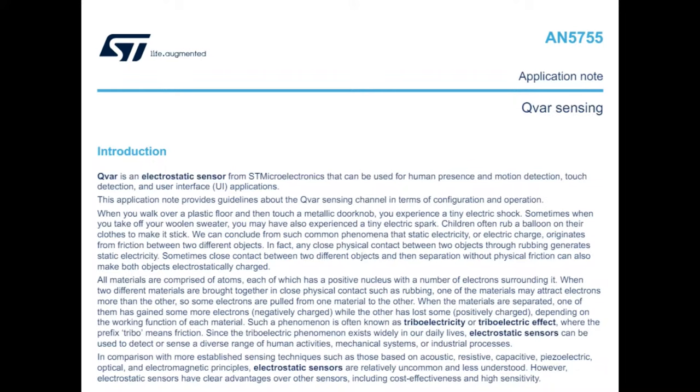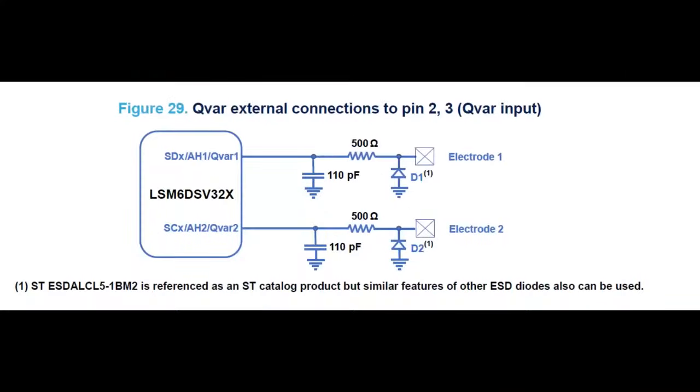Another thing that was kind of interesting is I've seen QVAR show up in a couple different ST sensors. Accelerometers, pressure sensors have it. I don't think they actually have a separate QVAR chip, but it's a little similar to capacitive sensing, but it's called electrostatic sensing. What's nice about that is it can detect electrostatic objects, which means it has better proximity sensing than just plain capacitive sensing. There's two pins available.